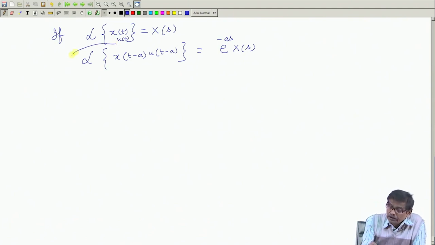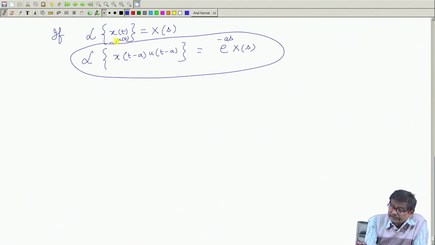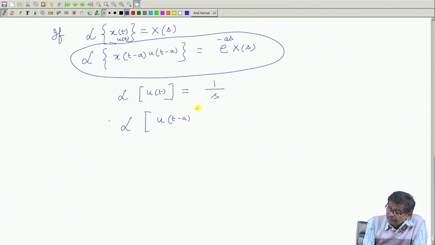Got the point. We will continue with this, and this is just what we verified earlier: the Laplace transform of the unit step, I found it to be 1 over s. Then what I am telling is, the Laplace transform of u(t minus a) will be how much? E to the power minus as by s. That is exactly what we found out earlier.